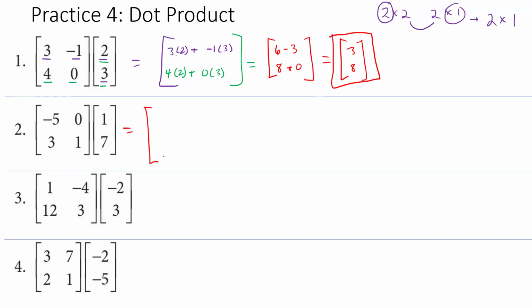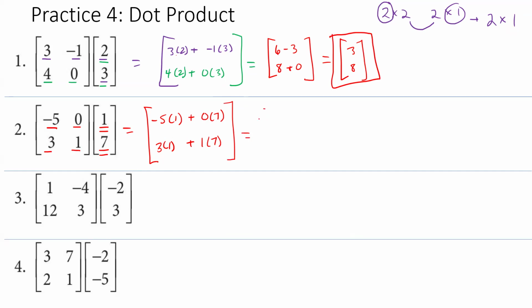So I'm going to have two rows and just one column. So we have -5 times 1. The lines help me. That's why I make the lines, by the way. So I have -5 times 1 plus 0 times 7. Then I have 3 times 1, plus 1 times 7. Remember, I told you that second factor is going to stay the same in each row. Do we see that those second factors stayed the same? My 1 and my 7 stayed my 1 and my 7.